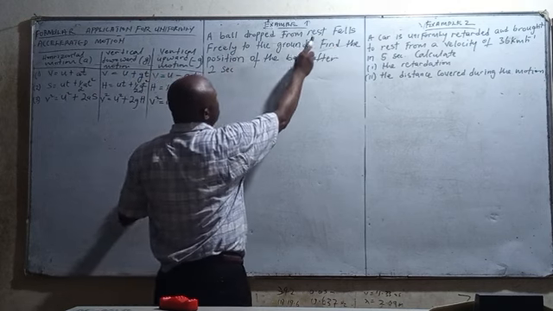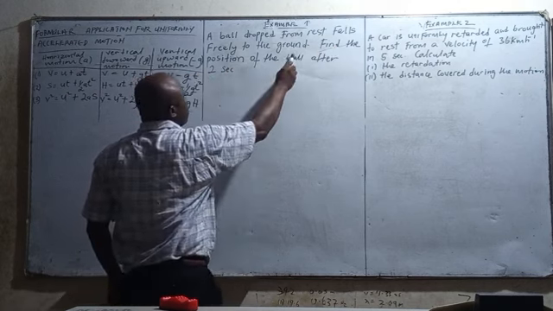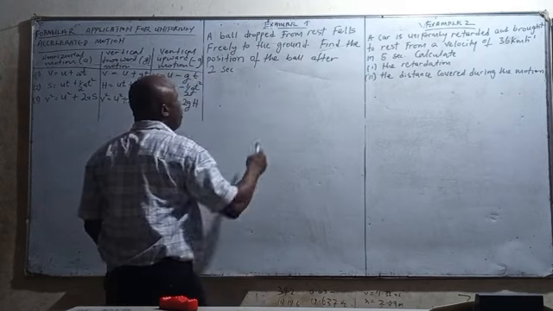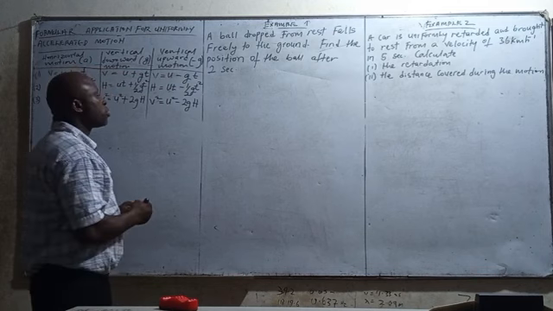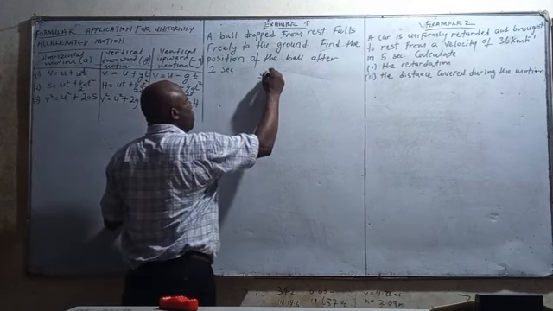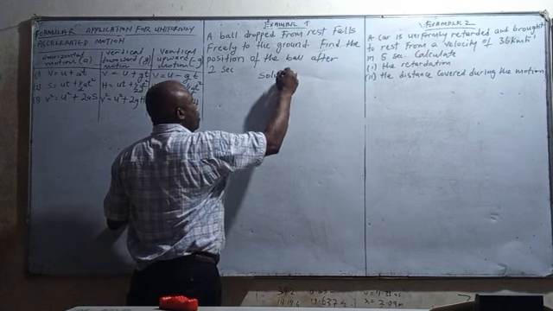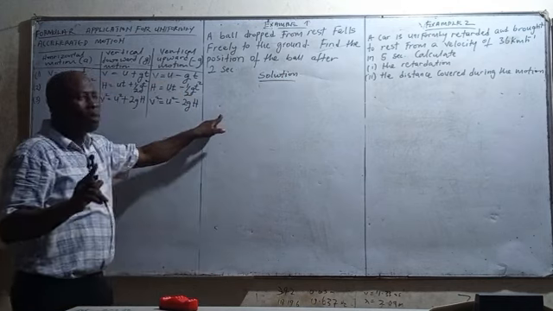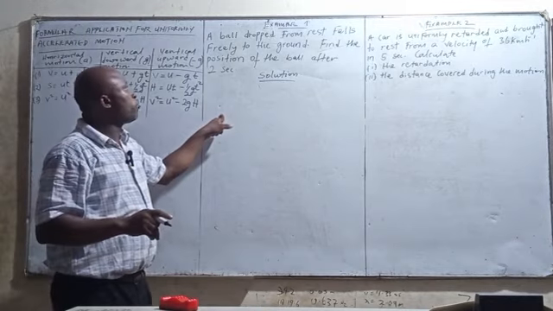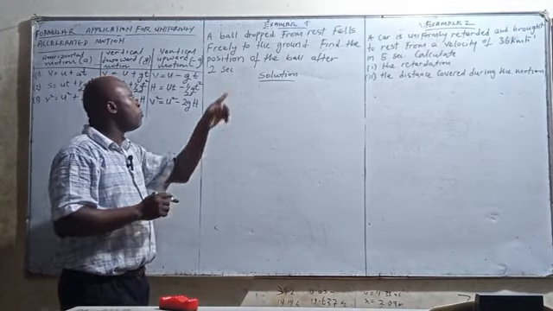A ball dropped from rest falls freely to the ground. Find the position of the ball after 2 seconds. So how do we solve this problem? Now, in solving this problem, the first thing you have to recognize here is what type of motion.